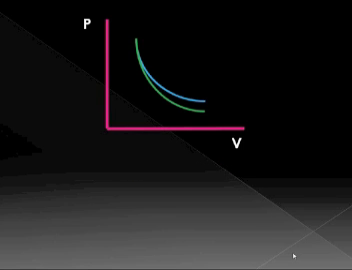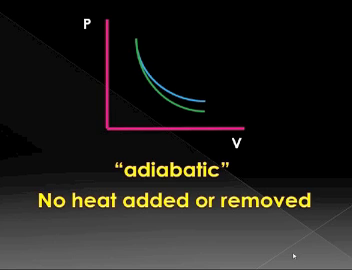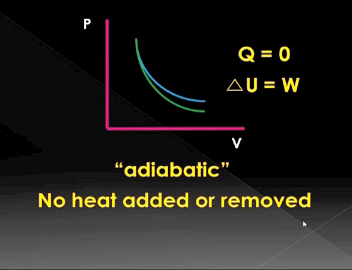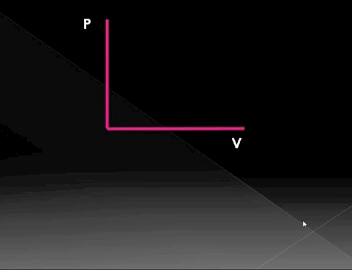Another one, you can read about this in the book, it's called adiabatic, and it means no heat is added or removed. Again, it's worth memorizing that. And it looks like the isothermal, except it's always lower. It would be at a lesser temperature. Now, if no heat is added or removed, Q is 0. And from the first law, the change in the internal energy is Q plus W. Q is 0. The change in the internal energy is W.